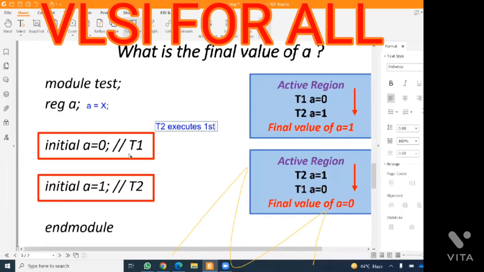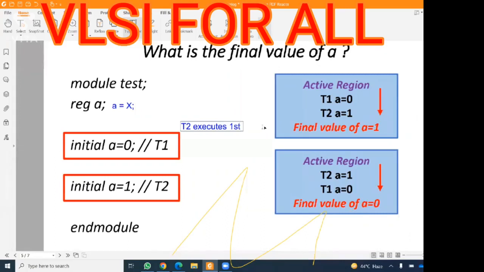Because it is not written anywhere that T1 will be executed first or T2. It can happen that in one simulation, this scenario is happening, and in another simulation, that scenario is happening. But we will get either 1 or 0, but we don't know. But there will be no X because assignments are happening. If you try with simulator A, it might give you 1. If you try with simulator B, it might give you a 0.